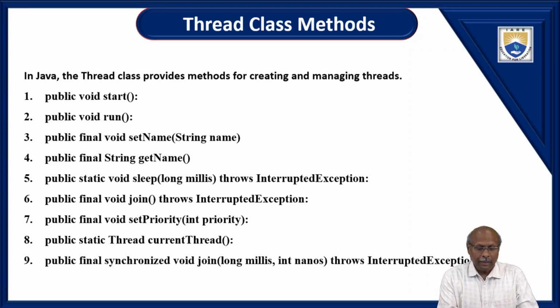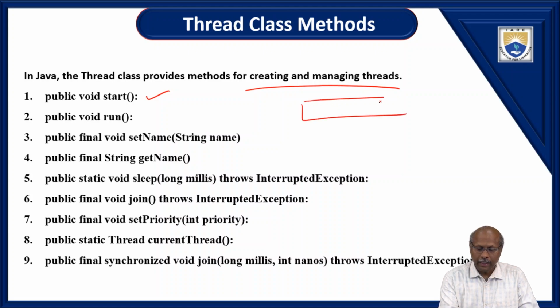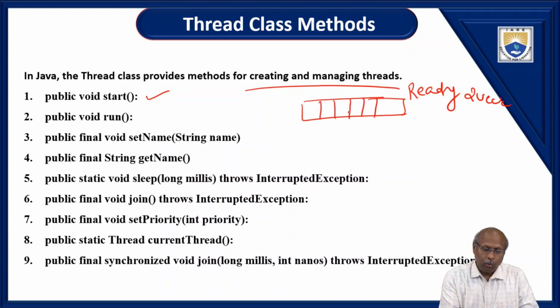In Java, the Thread class provides various methods for creating and managing threads. The first one, in every thread program, is the start method. Once you call the start method, the thread is ready to start. That means it is enabling the thread to work. Internally it maintains a queue called the ready queue. Once you call start, the thread will be part of the ready queue.